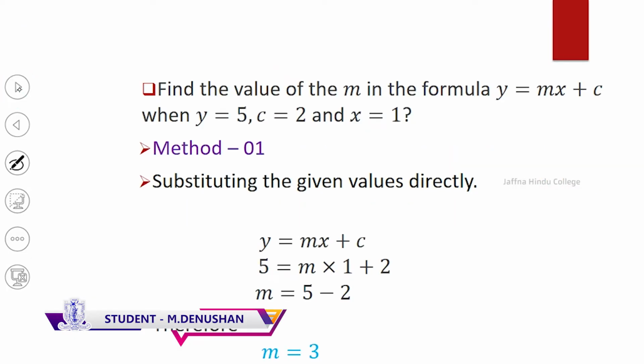The example question is to find the value of m in the formula y is equal to mx plus c, when y is equal to 5, c is equal to 2 and x is equal to 1. First we'll look into method 1, substituting the given values directly. Here y is equal to mx plus c, y is equal to 5, we have to find m, x is equal to 1 and c is equal to 2. By simplifying we obtain that m is equal to 5 minus 2, therefore the answer is m is equal to 3.